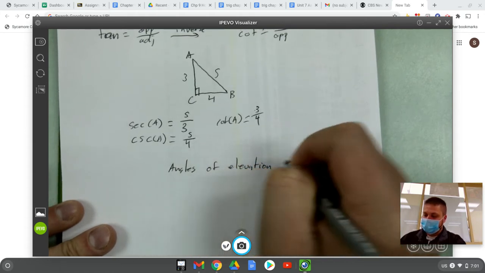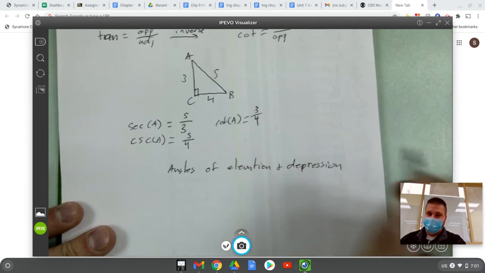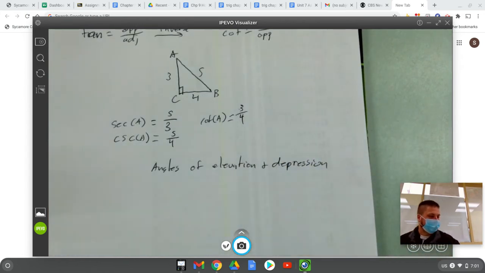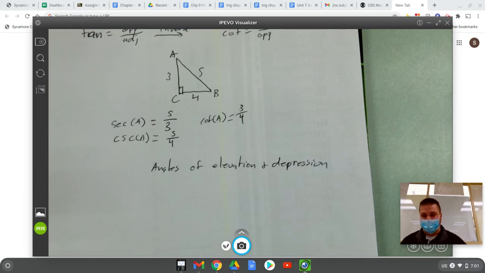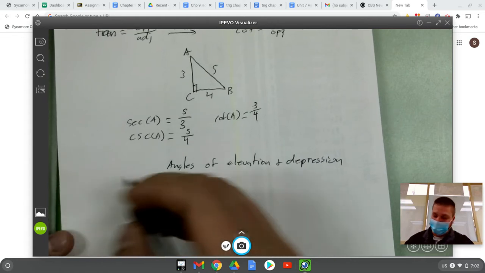angles of elevation and depression. In general, these are going to be word problems where they talk about lines of sight and angles that are formed with lines of sight, and then you're going to have to solve for what's missing. So let's summarize a word problem here and get this on the same page.